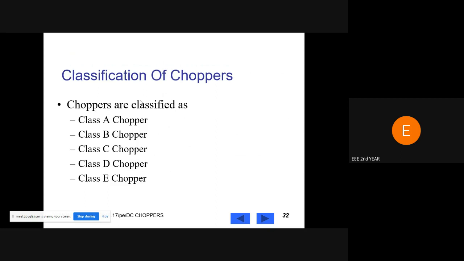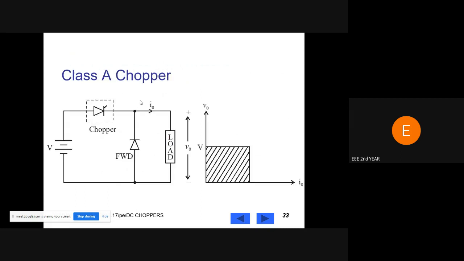Classification of choppers. A chopper converts constant DC to variable DC. Based on this, the DC chopper is classified into five different classes: A, B, C, D, and E. These are the five classes into which choppers are classified, based on the connections used and the output.